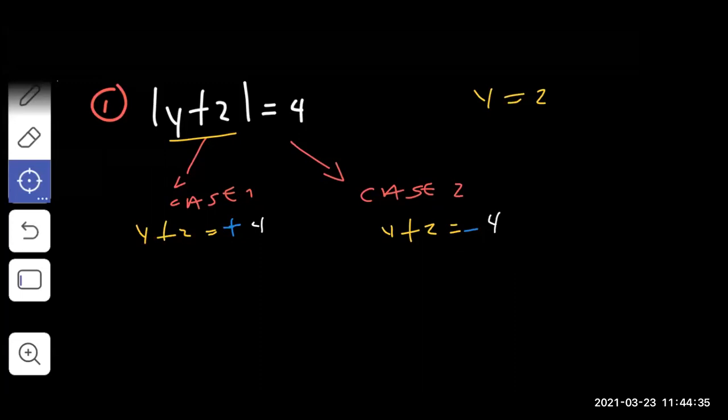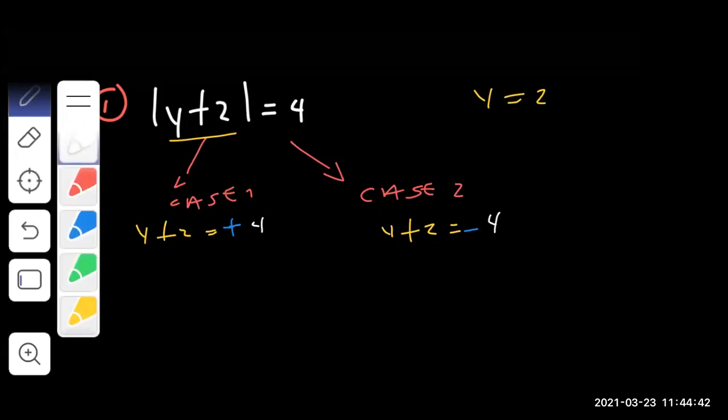Now, guys, what you have to do is to solve this separately. Forget about case 2, just work in case 1. How can you let the y alone? Because that's your goal. Your goal is to let y alone. You got 4 here. What is bothering you?